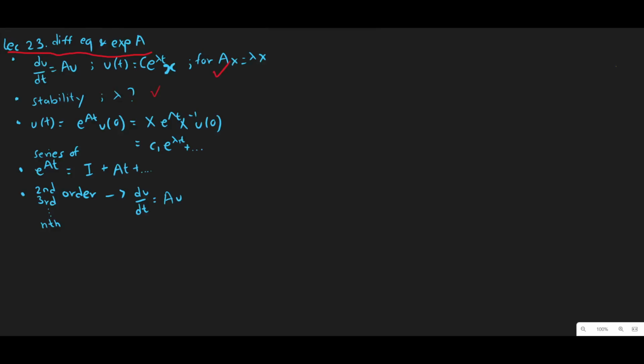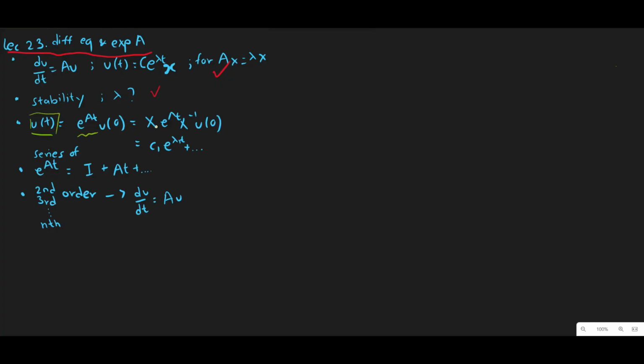So this is part 3 of review lecture 23 of differential equations and the matrix exponential. We have discussed stability in the previous part. So let's discuss the third topic, which is introducing e to the At and e to the Lambda t as a solution of u of t.